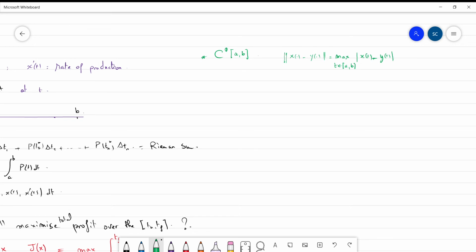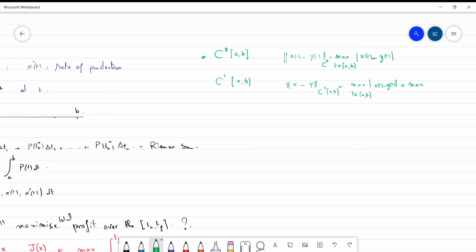If we are working on C1, the set of C1 functions from a to b, we can use the norm of x minus y as the maximum of the absolute value of x(t) minus y(t), plus the maximum of the derivative. So this is the C0 distance plus the maximum of the derivative.